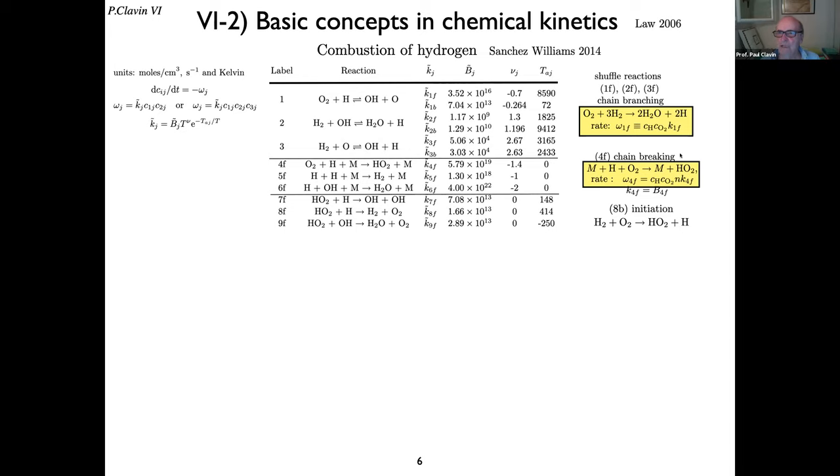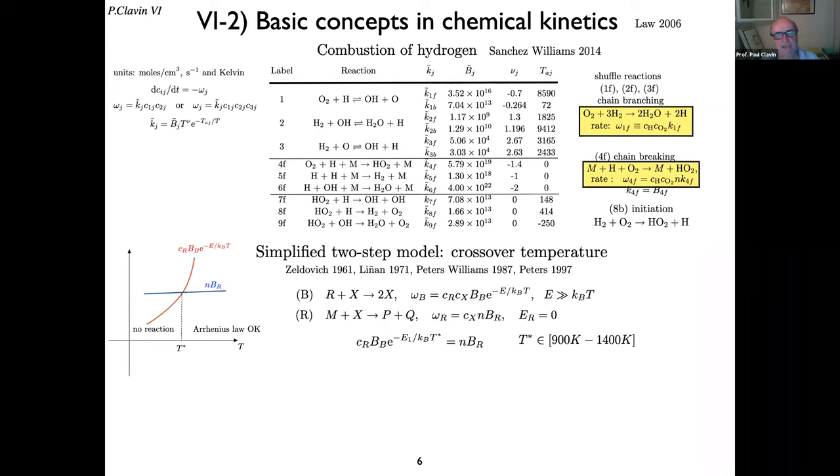This production is amplified by the chain branching reaction: the more H you have, the more H you produce, and the mechanism is stopped by the chain breaking reaction. This is in fact something that can be understood in a very simple way, presented now using a simplified two-step model.